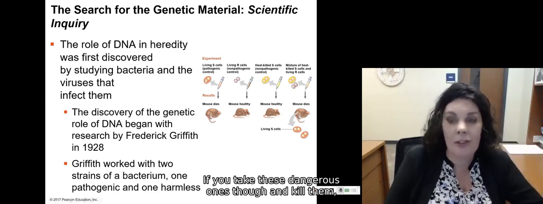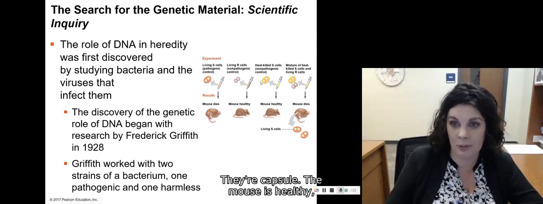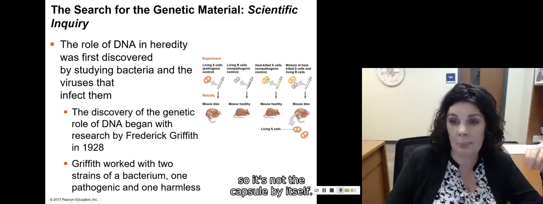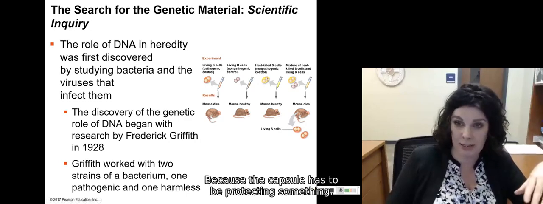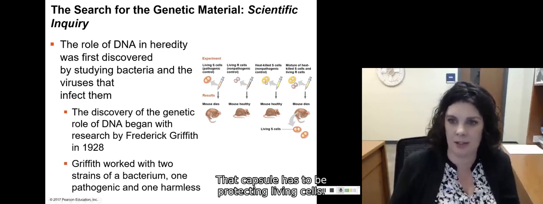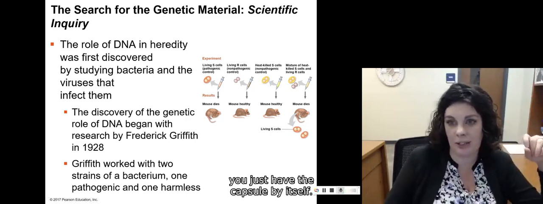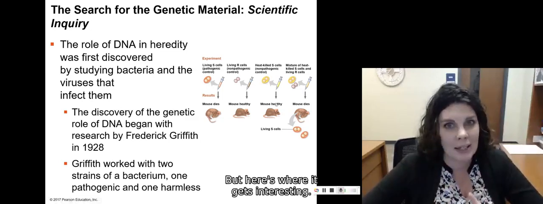If you take these dangerous ones, though, and kill them, even though they still have the sugar coat, their capsule, on them, the mouse is healthy. So it's not the capsule by itself, it's the capsule around a living cell, right? Because the capsule has to be protecting something. That capsule has to be protecting living cells. Without a capsule protecting living cells, you just have the capsule by itself, the mouse is perfectly healthy.